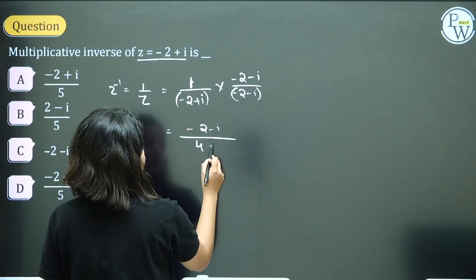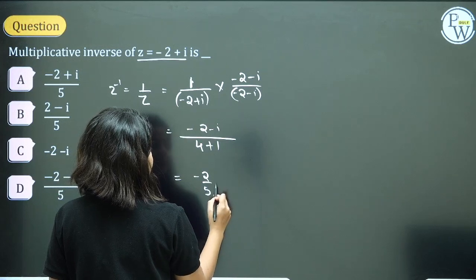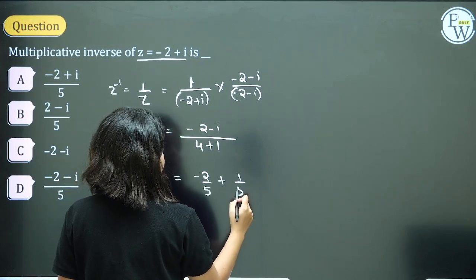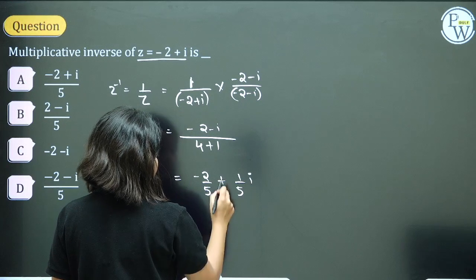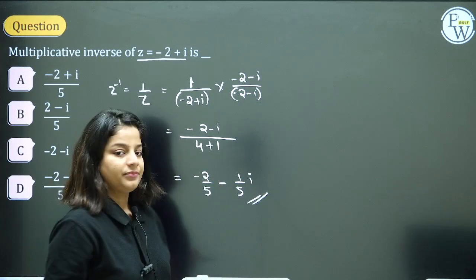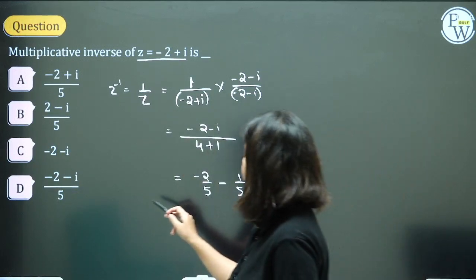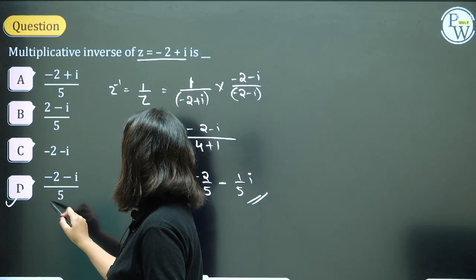Minus 2 square is 4 and 1 square is 1. That's minus 2 by 5 minus 1 by 5 times i. This is the multiplicative inverse, minus 2 by 5 minus 1 upon 5 i. Option D.